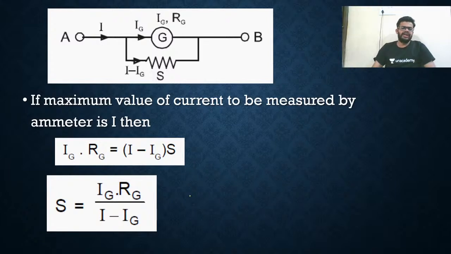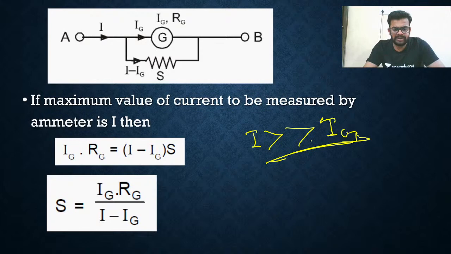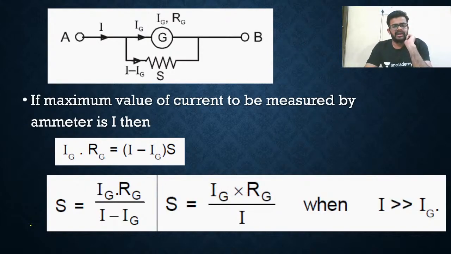That's the thing we wanted to explain. Next, let's say I is greater than Ig, meaning the current I is very much greater than Ig. You need to find this current. Let's say the shunt resistance is very small. Shunt resistance being very small means maximum current will pass through this only. So you can say S will be equal to Ig Rg upon I. This is just the shunt resistance.